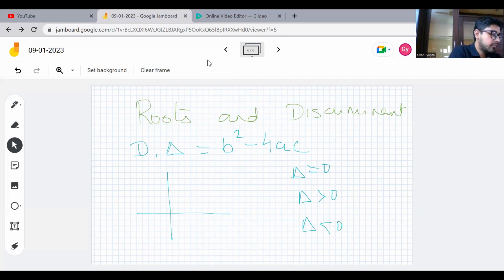Now, if delta is equal to 0, it means the quadratic equation has two roots, but both the roots are equal. Always remember, a quadratic equation will have two roots. However, both the roots can be equal, they can be not equal, and they can not exist also. So when I say delta is equal to 0, they mean both the roots are equal, and the quadratic equation will look like this if a is greater than 0, and the equation will look something like this if a is less than 0.